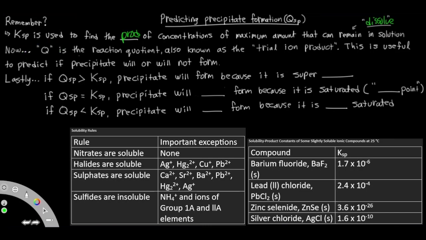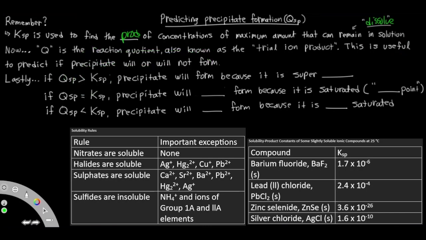Now, what is this Q? In this QSP, it's the reaction quotient, also known as the trial ion product. Trial means that's what we get in the data that we actually collected, or what we see in the practice problems, which we're going to be looking at later on in this video. This is useful to predict if the precipitate will or will not form.